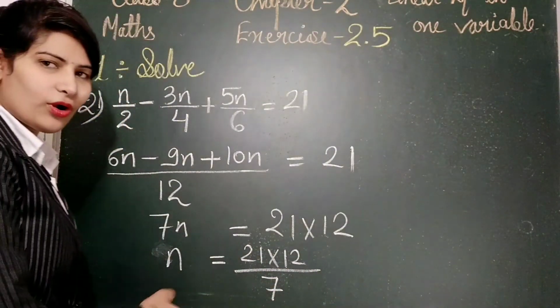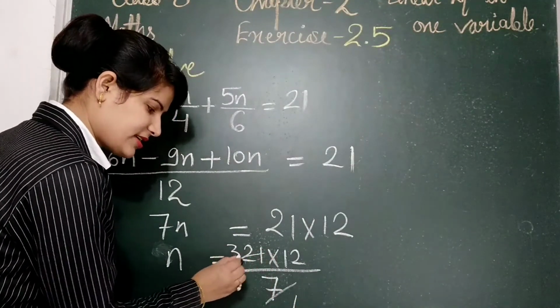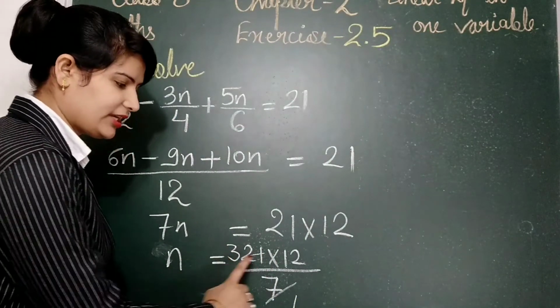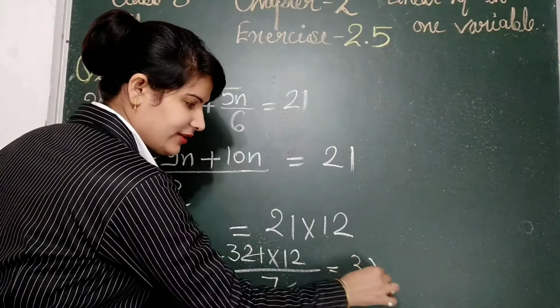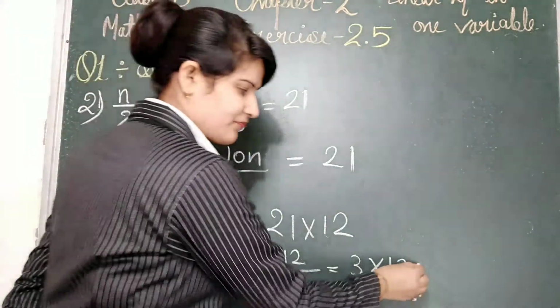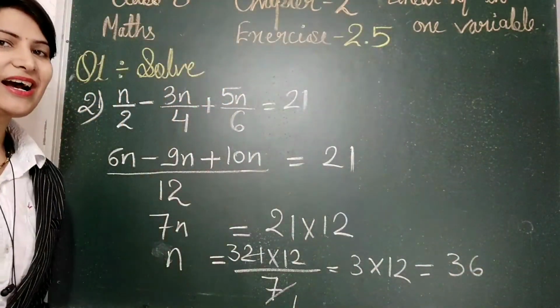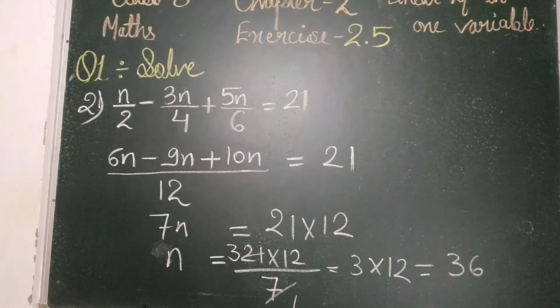Now cut the value. 7 ones are 7, 7 threes are 21. And 3 into 12, what is left here? 3 into 12, what is the answer? Obviously 36. So 36 is the answer of this question.